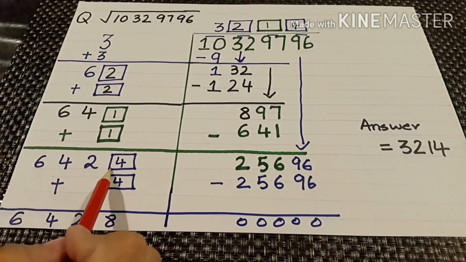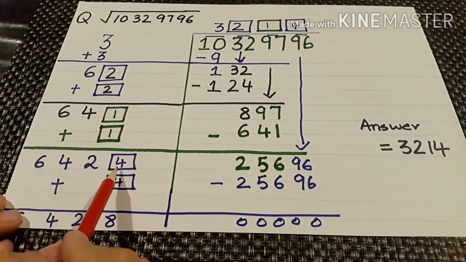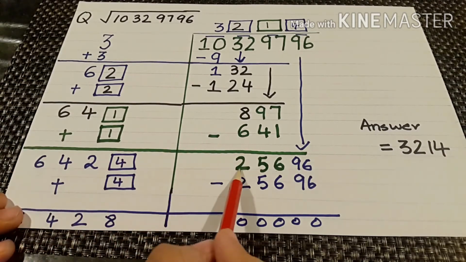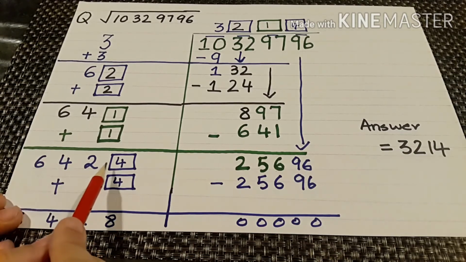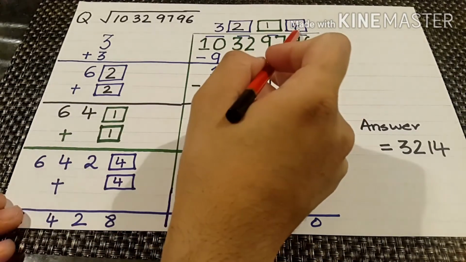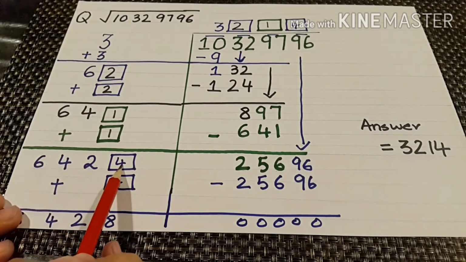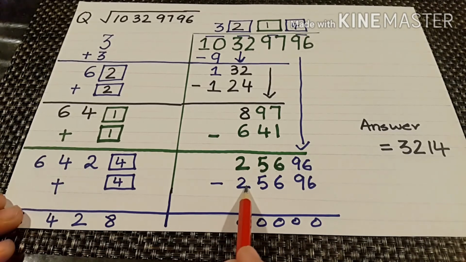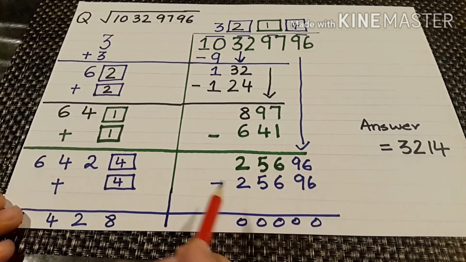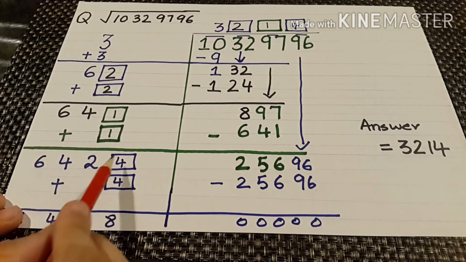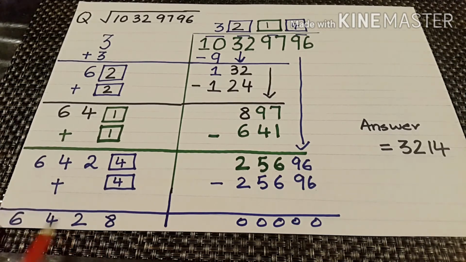Now what number should be multiplied so that we get a number closer or equal to 25696? Our choice is 4. So we write 4 here, 4 here and 4 here. Now 6, 4, 2, 4, when multiplied by 4, we get the number 25696. And here we add 4 plus 4 is 8, 2 here, 4 here and 6 here. And here we get 0, 0, 0 by subtracting it. So the square root of 10 32 97 96 is 3214.